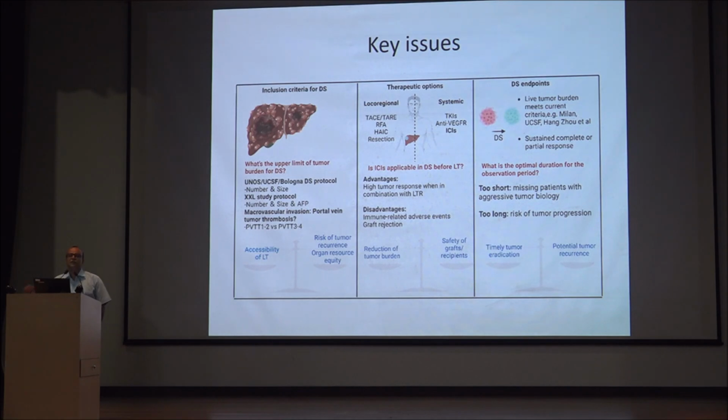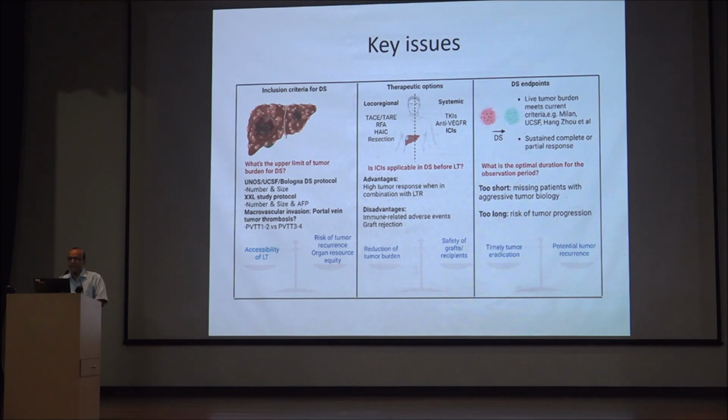Then once we decide we have to downstage, what to do further? There are many options. TACE is the most established and commonly reported, conventional versus the bead methods. Then TARE has shown better outcomes. Then comes RFA, then hepatic arterial infusion chemotherapy, and even resection, which some centers have considered as a downstaging option. And then comes the systemic approach, which the hepatologist can tell better: tyrosine kinase inhibitors, anti-VEGF, and the immune checkpoint inhibitors.